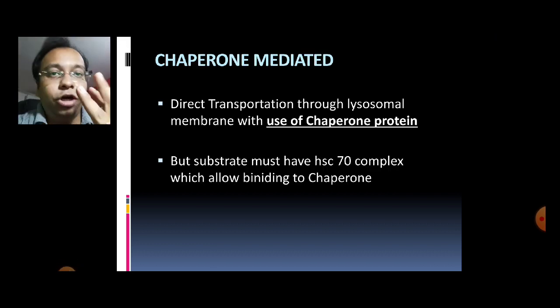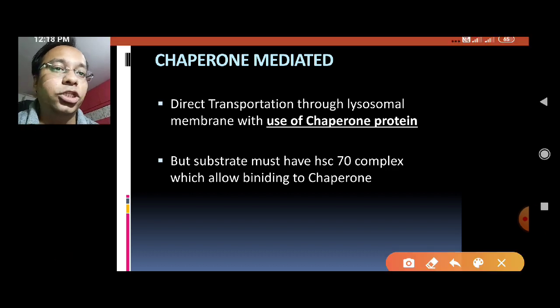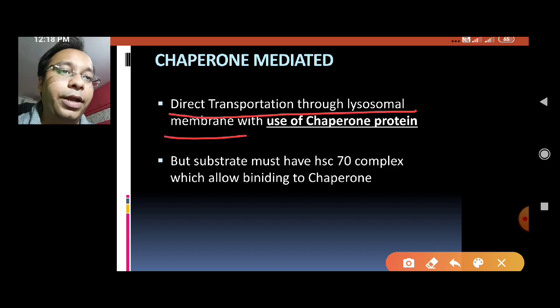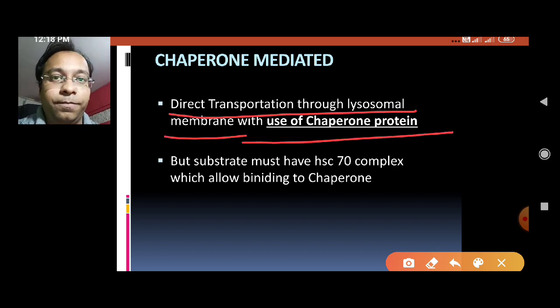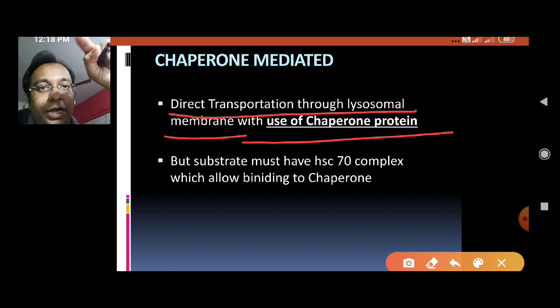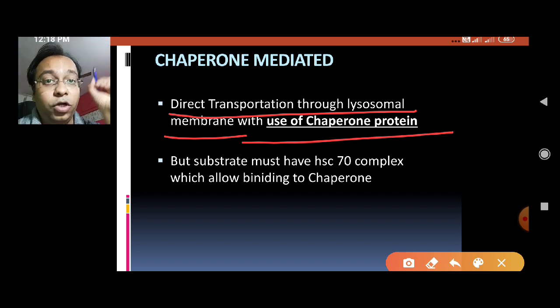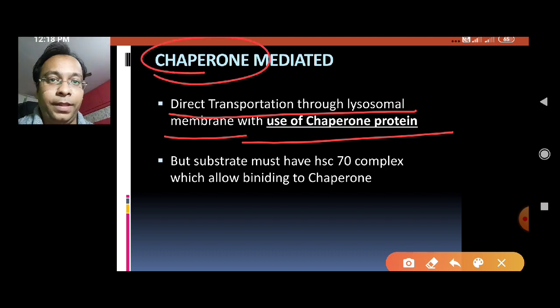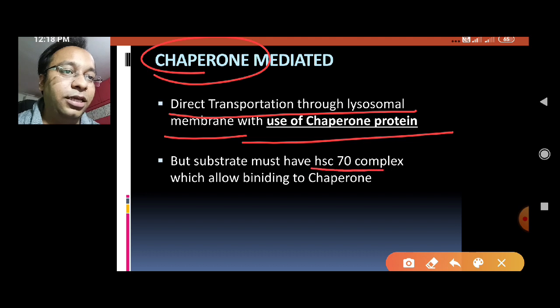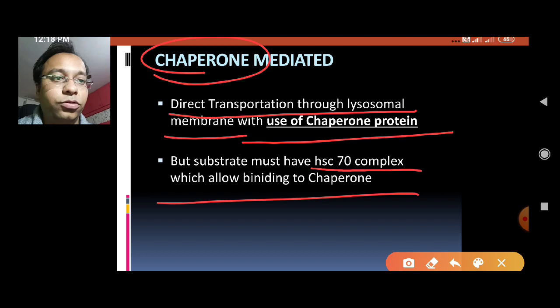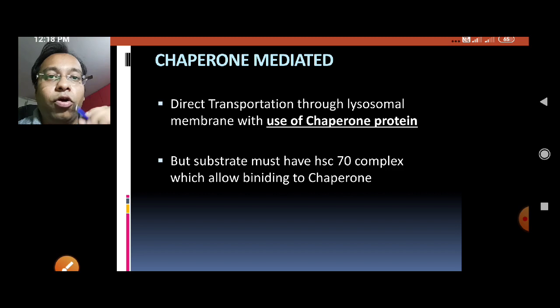Okay. The third mechanism is chaperone mediated autophagy. Here there will be direct transportation through the lysosomal membrane with the use of a chaperone protein, right? The material will directly go into the lysosome, but with the help of the chaperone. To bind with the chaperone, the substrate must have the HSC70 complex, which will allow the binding to the chaperone. So it should be present. So this third mechanism is chaperone mediated autophagy.